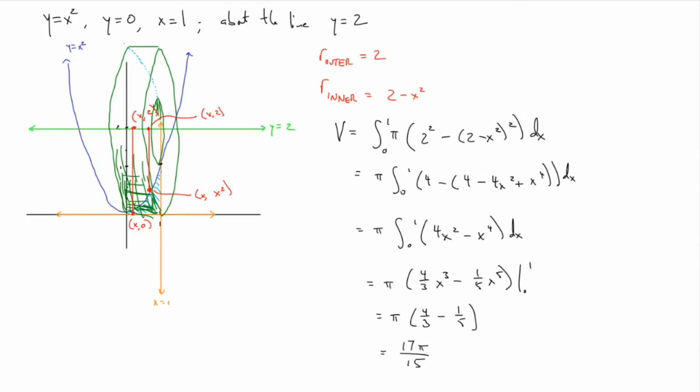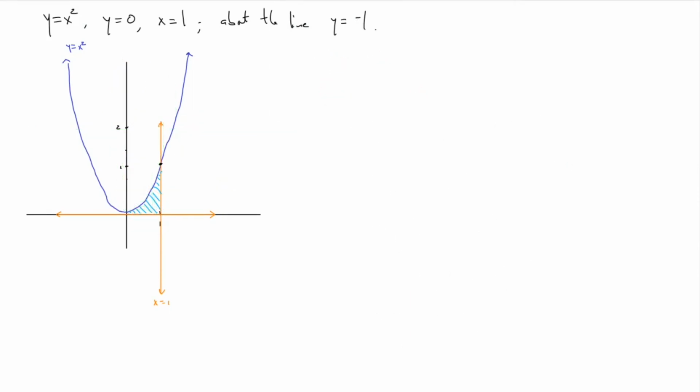Okay, that was the one that I was doing. Here comes the one that you're doing. Same curves, same picture, at least to start. But instead of rotating about the line y equals 2, we'll rotate about the line y equals -1. See if you can compute the volume of the solid that you get when you take this region enclosed by y equals x squared, y equals 0, and x equals 1, and rotate it about the line y equals -1. Try to draw the picture, try to compute the volume, pause the video, take a few minutes, and then when you're ready, start it up again.